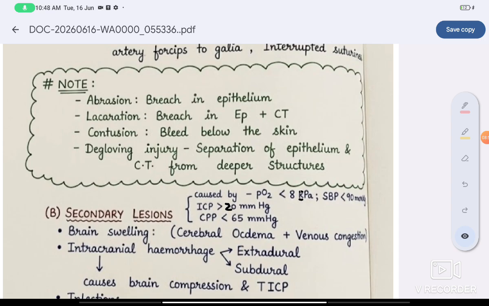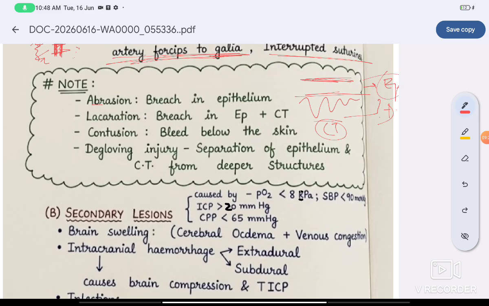Now, types of injuries. Abrasion. Abrasion means breach in epithelium. So, this is the skin. This is the connective tissue. This is the epidermis. This is the dermis. Okay, the part of the epithelium that forms the rete ridges and all, it is considered as dermis. Dermis is further divided into two parts, reticular dermis and papillary dermis. Then underneath it lies the connective tissue.